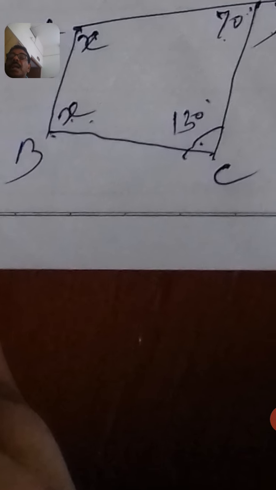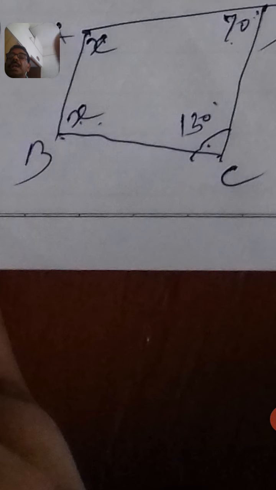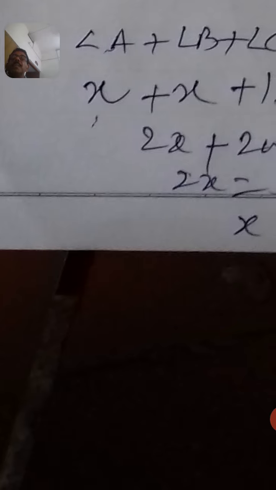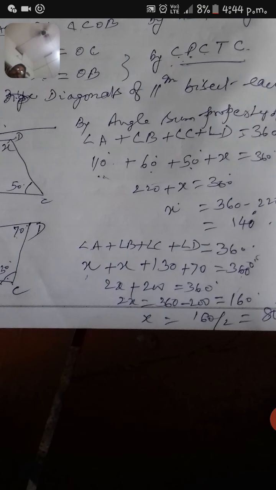Now similarly, another question is there. In quadrilateral ABCD, the measures of two angles are equal, x and x. So we have to find the value of x. Again, we write angle A plus B plus C plus D is equal to 360 degrees. You write x for A and x for B and write the measure of the other angles. What you get here is x is equal to 80 degrees.